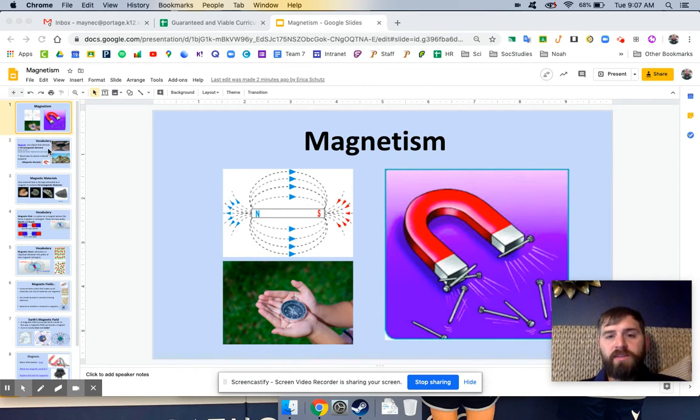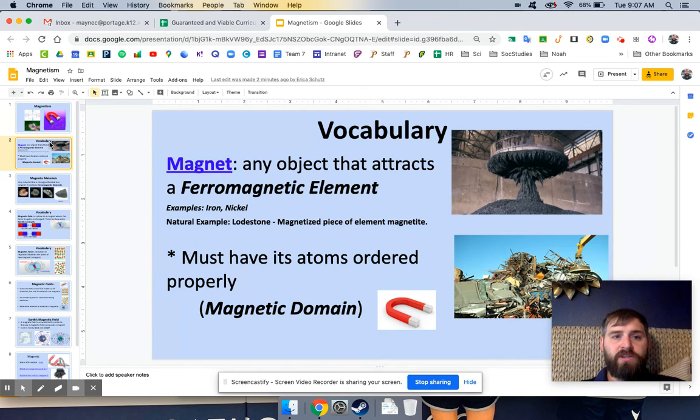And so let's start with the definition. The definition for a magnet is an object that attracts a ferromagnetic element. Okay, and so I just want you to write that down. Basically, it is any element that has some sort of a magnetic attraction. Okay. And then please include some examples with that.